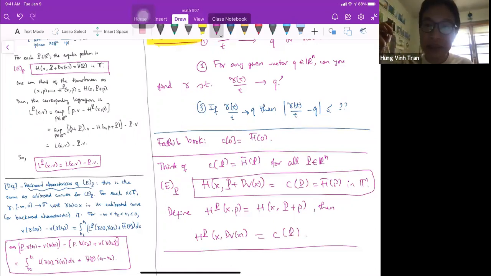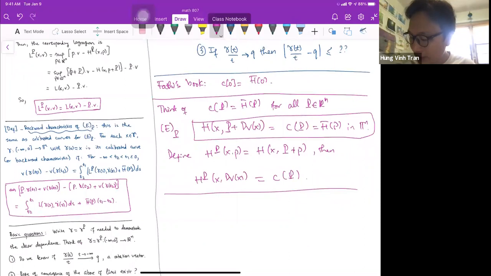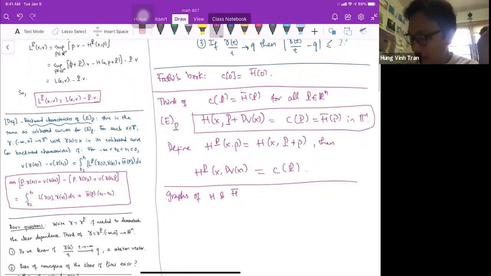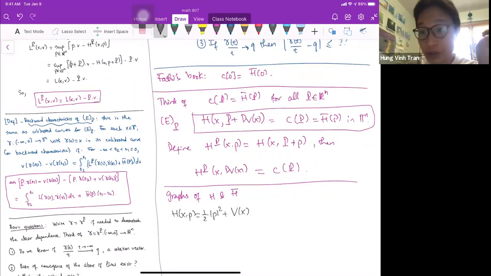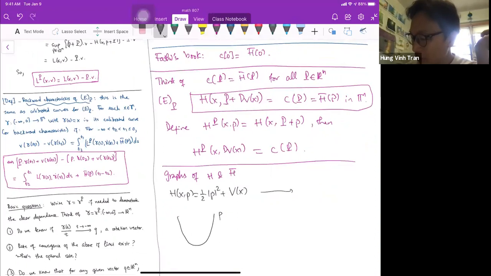But the interesting point now is that, typically, here's a cartoon picture of the graphs of H and H bar. Again, things can be different, but here's one example that I know for sure. It can be like this. I have H of x, p, just like the classical mechanics Hamiltonian. So if you draw your graph in p, it's just a quadratic function, right? Now once you do this, you can write down the new Hamiltonian H bar in p, right?